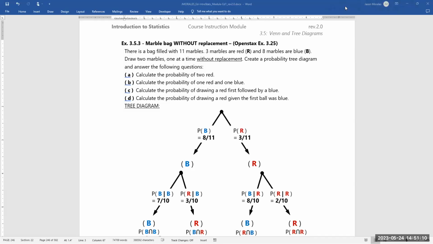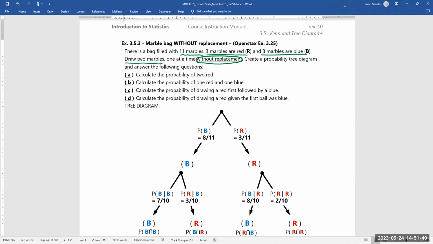Okay, in this example, we're looking at a bag of marbles with 11 marbles, 3 that are red and 8 that are blue. But in this case, it's going to be without replacement when we draw 2 marbles. So this will end up affecting the probability of the second marble, because as we take the first marble out, we're not going to put it back.